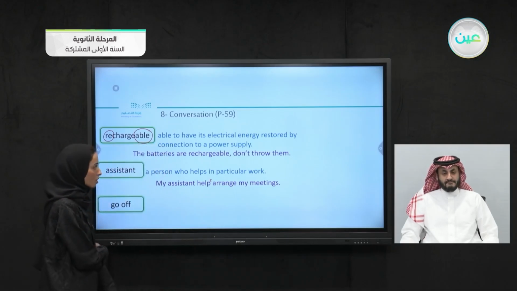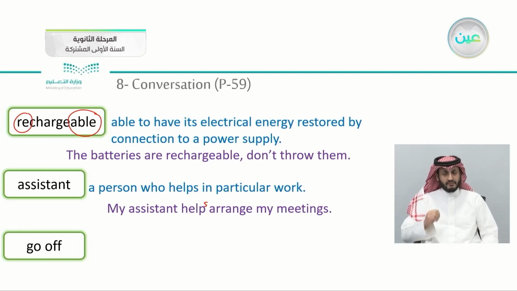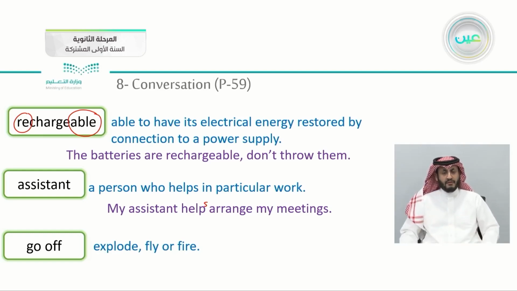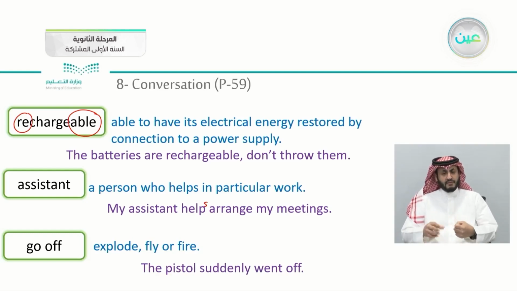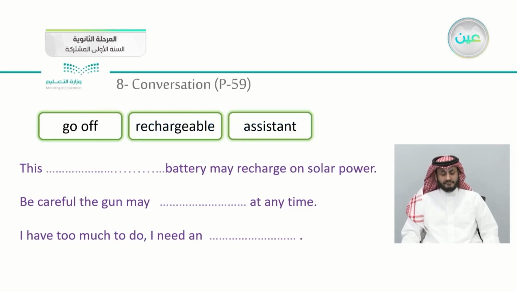One more, go off. When something goes off, it explodes or flies or fires. Just like the gun, it will go off. Here, the pistol or the gun suddenly went off. Go, the past is went. When something will explode, go very quickly. Just like the flying helicopter alarm, it will go off. It will fly. Let's try to use these.